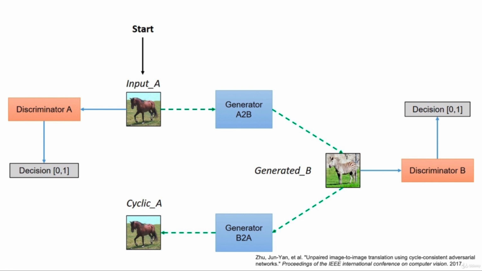CycleGAN consists of 4 neural networks: 2 generators and 2 discriminators. Note that we don't have any input noise here. Since we have 2 types of images, A and B, we have a separate discriminator for both of them and a separate generator for both of them.